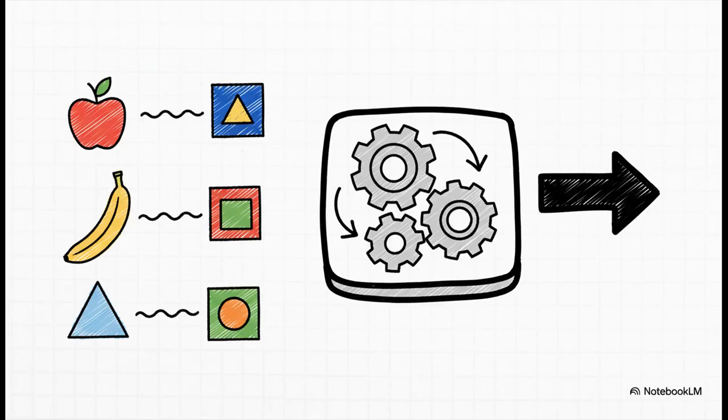For example, picture this. You feed an algorithm 1,000,000 photos. And here's the key part. Every single photo is already tagged or labeled. This one is an apple, that one is an orange. After seeing enough of these examples, the machine starts to figure out how to tell the difference all by itself.